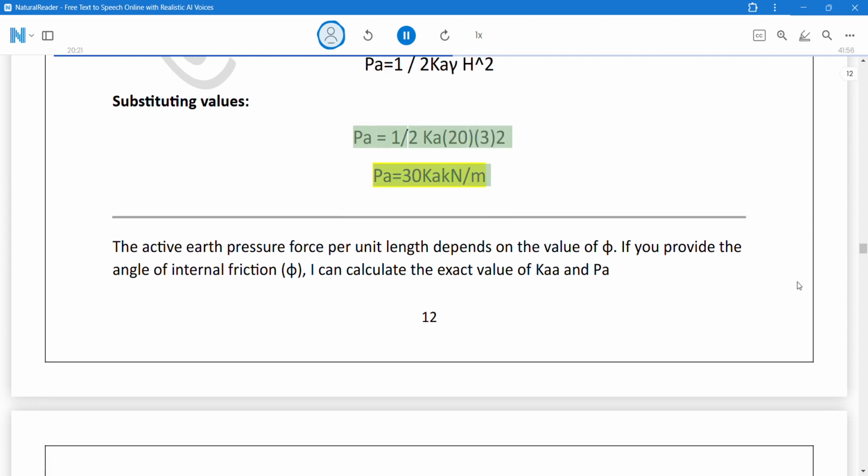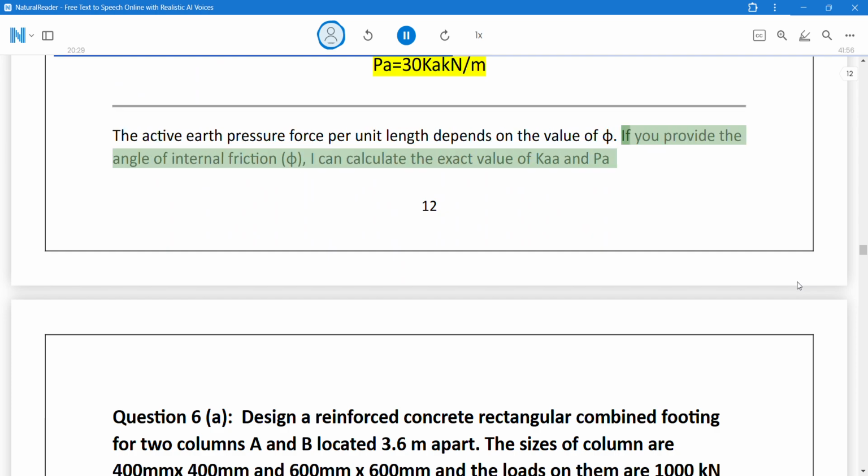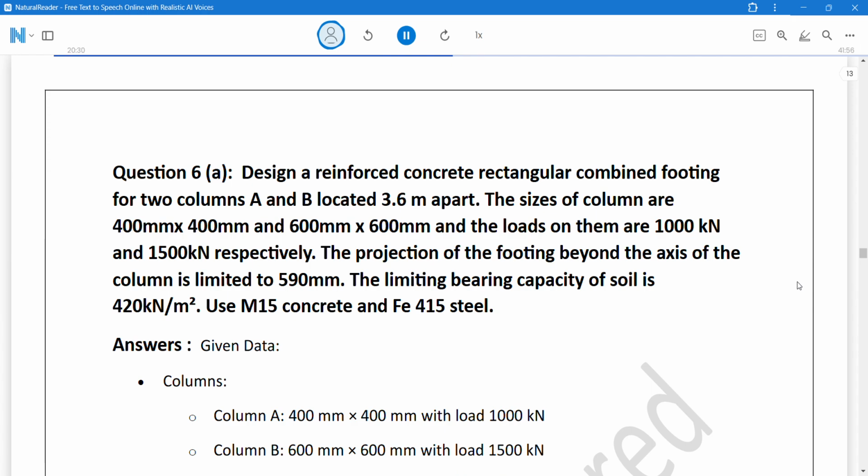Substituting values, Pa equals 1/2 times Ca times 20 times 3 squared, Pa equals 90 Ca kN/m. The active earth pressure force per unit length depends on the value of phi. If you provide the angle of internal friction, I can calculate the exact value of Ca and Pa.